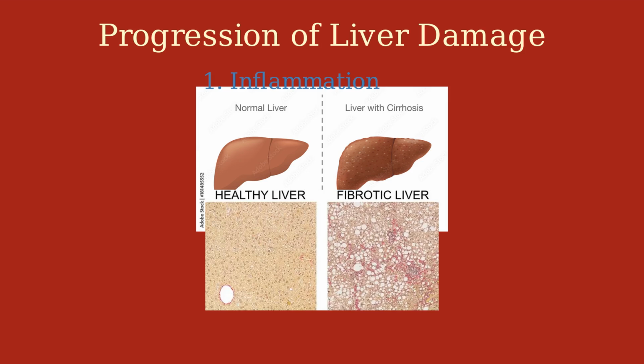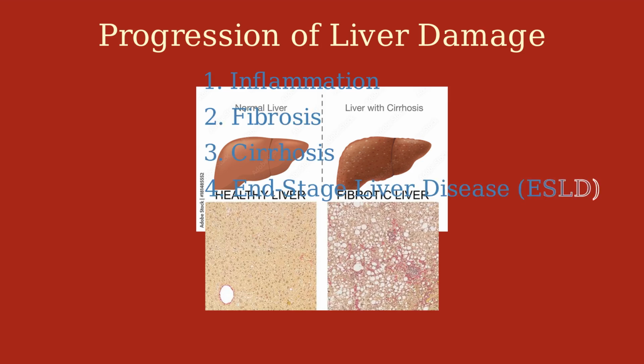In the inflammation stage, liver cells become damaged and inflamed. This leads to fibrosis, where scar tissue begins to form. In cirrhosis, extensive scarring disrupts liver structure and function. Finally, end-stage liver disease represents complete liver failure.